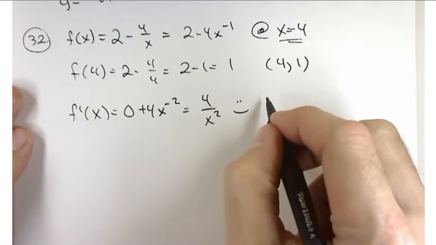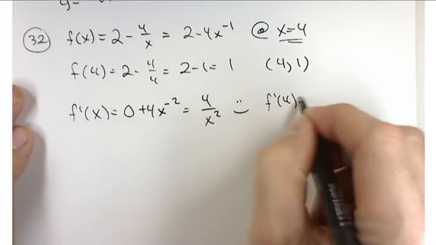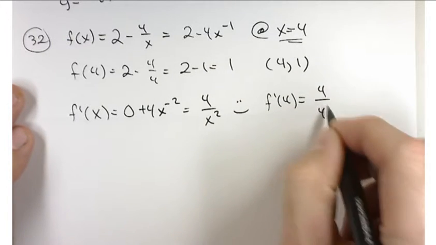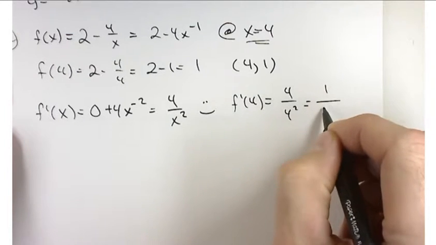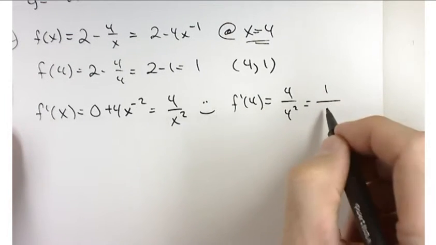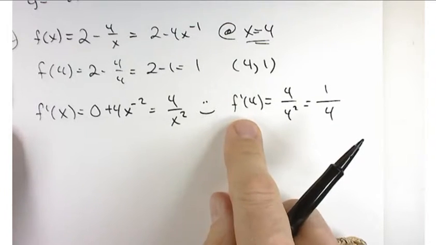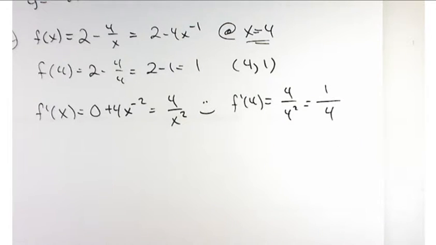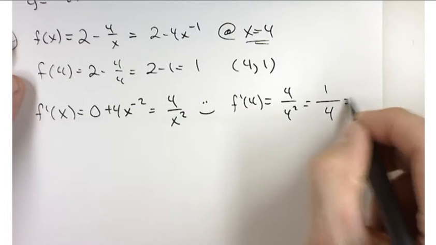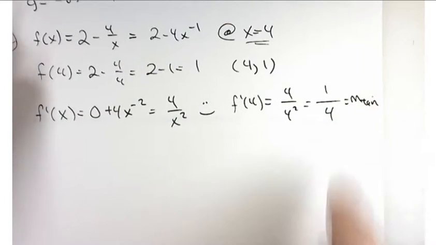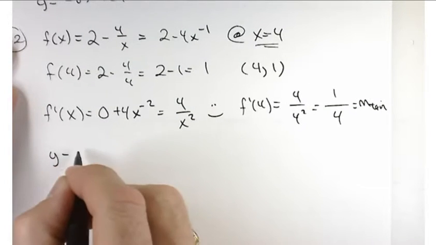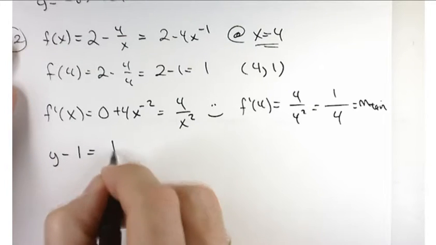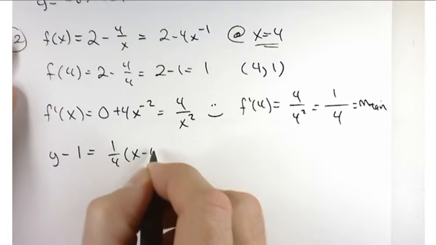So f prime of 4, John, what did you get for f prime of 4? How'd that simplify? Oh, f prime of 4. It's all right. So the slope of the tangent line is 1/4. There's your slope. There's your point. y minus y1 equals m times x minus x1. So y minus 1 equals 1/4 times x minus 4.